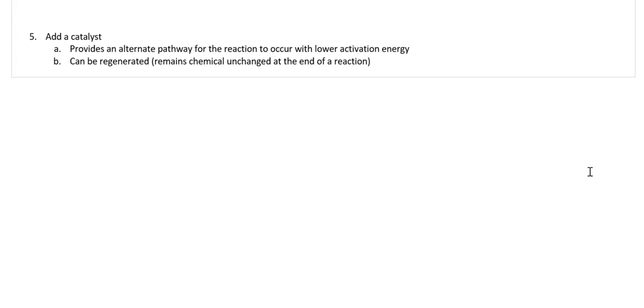Let's say we had an alternate way for you to do the same job that took less energy, like a riding lawnmower. If you use a riding lawnmower, it's going to take less energy. If it takes less energy, you're going to get that job done much quicker. That's what our catalyst does. It provides an alternate pathway with lower activation energy.